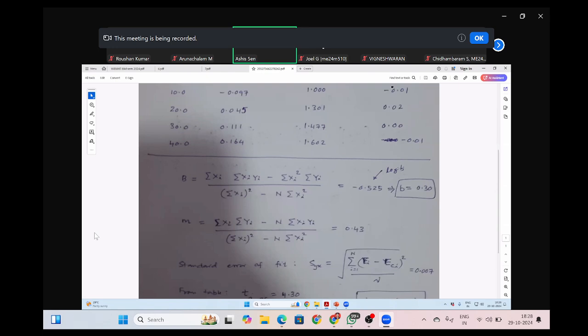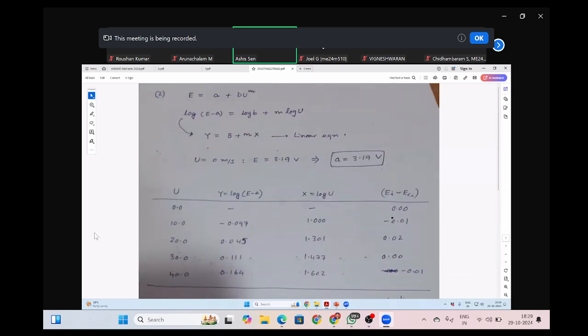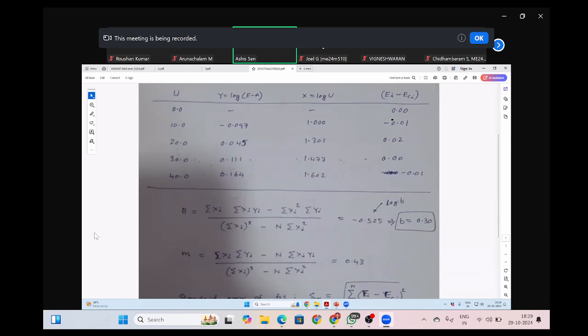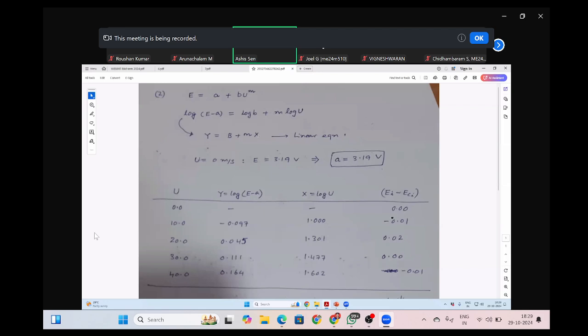And so if you know B, if you know M, you have the equation. That is, you get log E minus 3.19 will be equal to minus 0.525 plus 0.43 into log U. So that relates E with U.